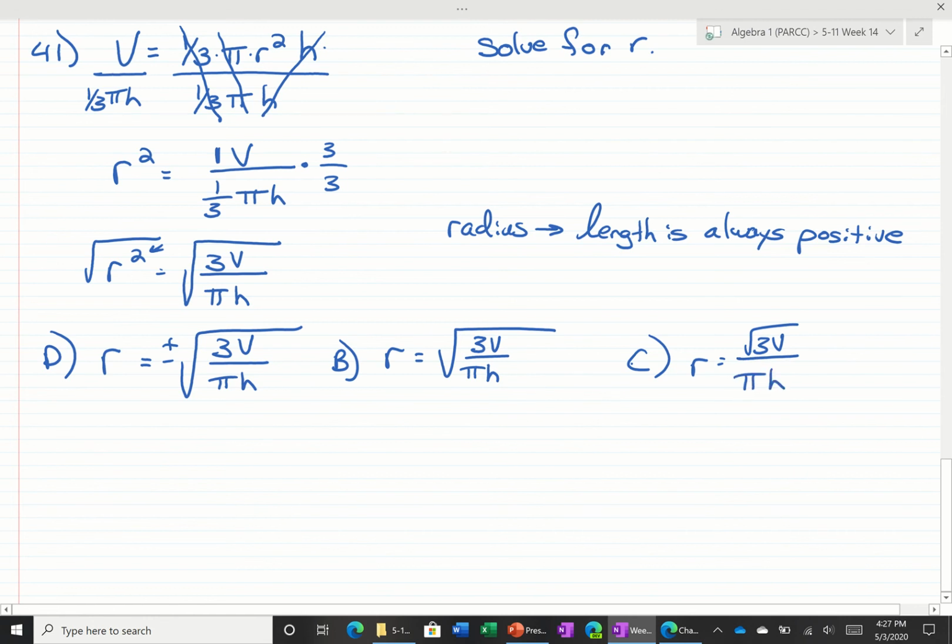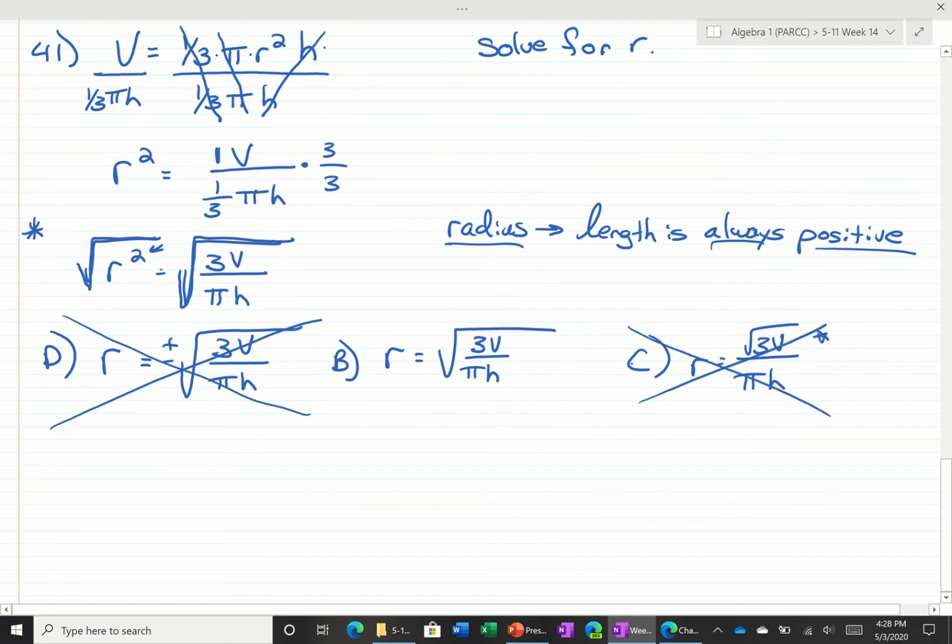Now one thing we could get rid of automatically is that we know that the radius is always positive. So it can't be positive or negative. That takes out option D. Now we're down to option B or C. And at this step, we had to take the square root of the whole thing. That's different than just taking the square root of the top. We took the square root of the whole thing, so that can't be the right option. The only option we're left with is option B.